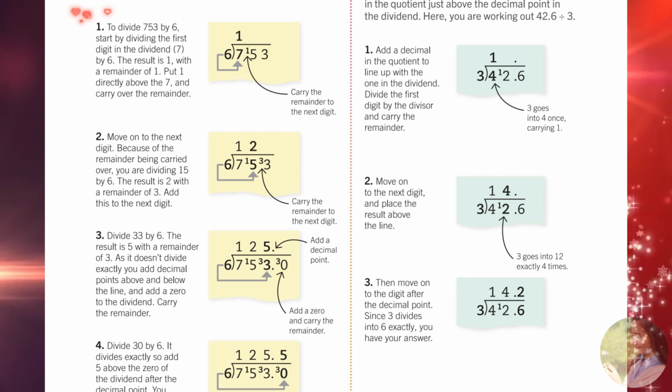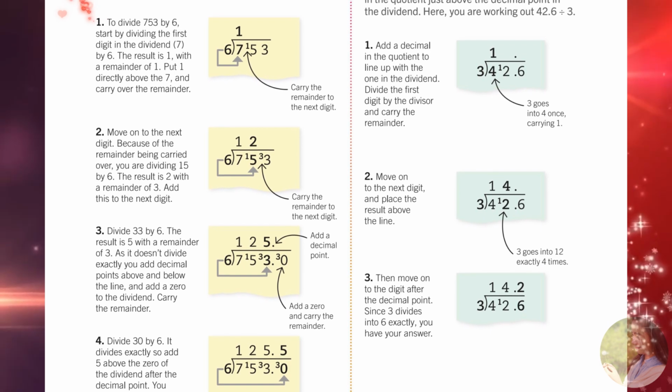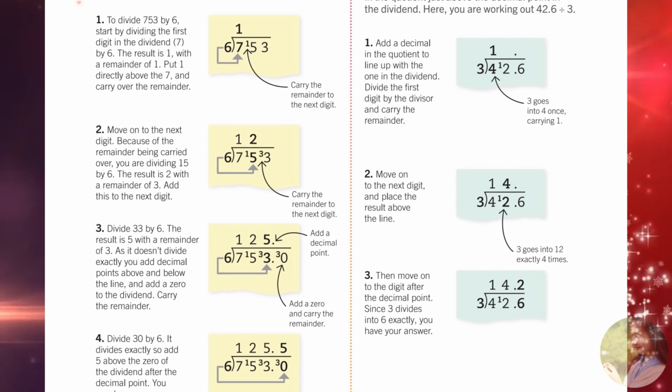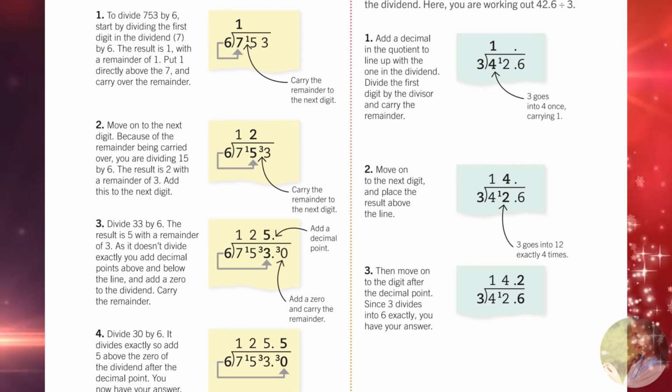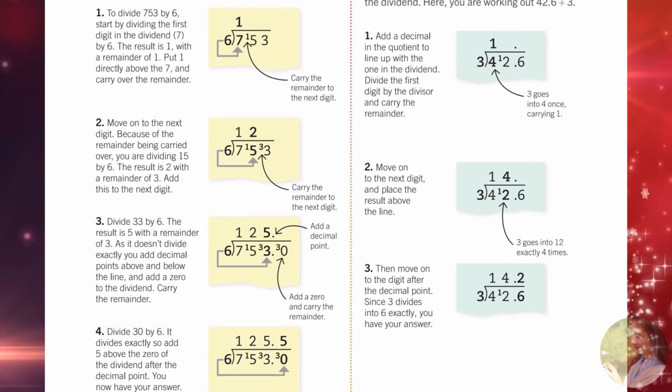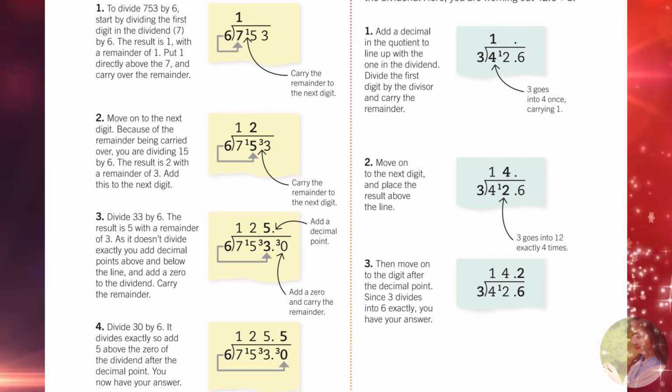1. To divide 753 by 6, start by dividing the first digit in the dividend, 7, by 6. The result is 1 with a remainder of 1. Put 1 directly above the 7 and carry over the remainder to the next digit.